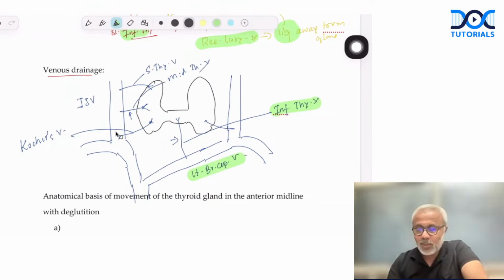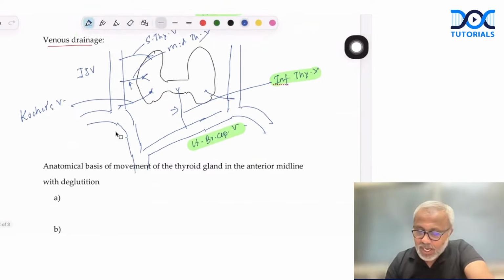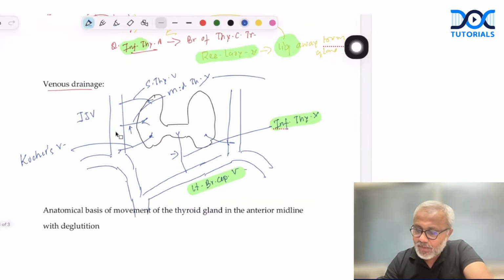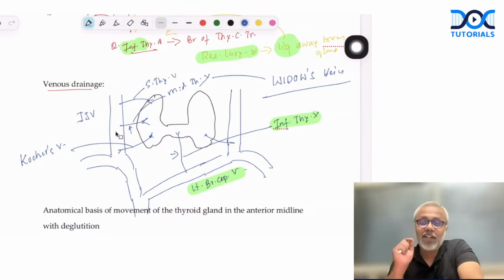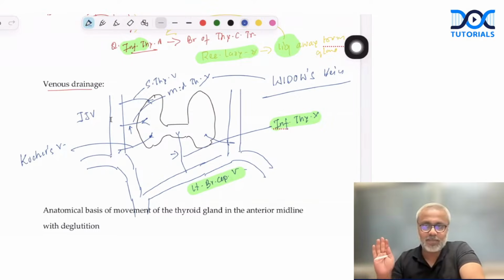If you want one more additional point, that is the middle thyroid vein is often referred to as the widow's vein. Now, why is it called the widow's vein? There is superior thyroid vein, inferior thyroid vein. There is superior thyroid artery and inferior thyroid artery. But there is no middle thyroid artery. There is no artery accompanying the middle thyroid vein. That is the reason why this vein is also referred to as the widow's vein.